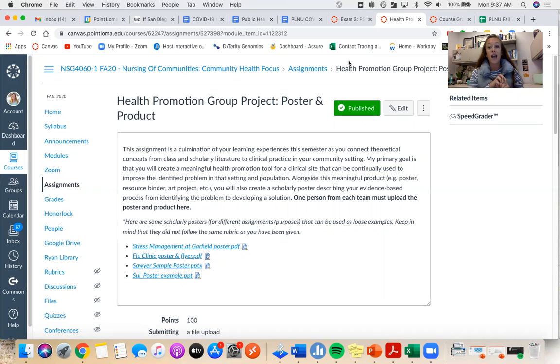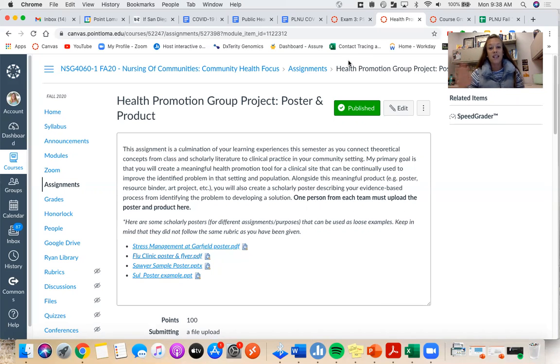But the poster is really outlining the entire project to me and to the class and pretty much describing an evidence-based practice project. It should be something where the steps are fairly familiar from nursing research, and now they're just applied to a public health situation and site. The product is the second piece of your project.